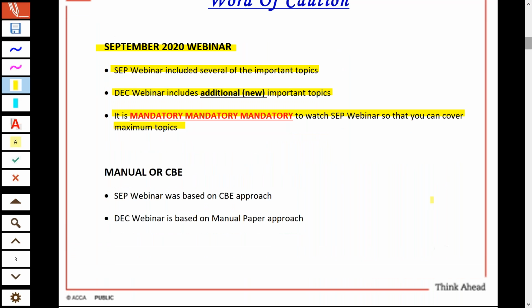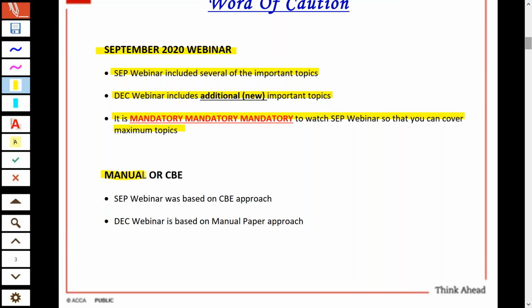Okay. The second thing I want to mention is about manual paper versus CBE paper. Half the world is still giving the manual paper, and half the world is giving the CBE paper, right? So this time around, the ACCA Pakistan office has requested me to cover a manual paper approach. So the December webinar is based on the manual paper approach. But worry not, the September webinar was based on the CBE approach.